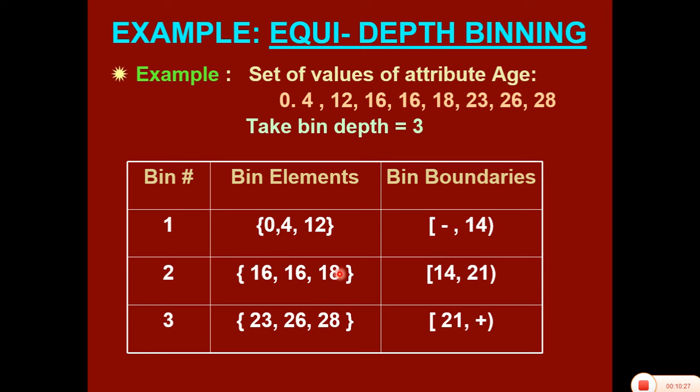For the third one, 18 plus 23, what is the value? 41. So 41 divided by 2, it will come as 20.5. So approximately it will be 21. So bin 1 will be all the values greater than or equal to 0 and less than 14. Here 14 is not included. For the second bin, all the values greater than or equal to 14 and less than 21. And for bin 3, it should be greater than or equal to 21 and less than that particular upper value.